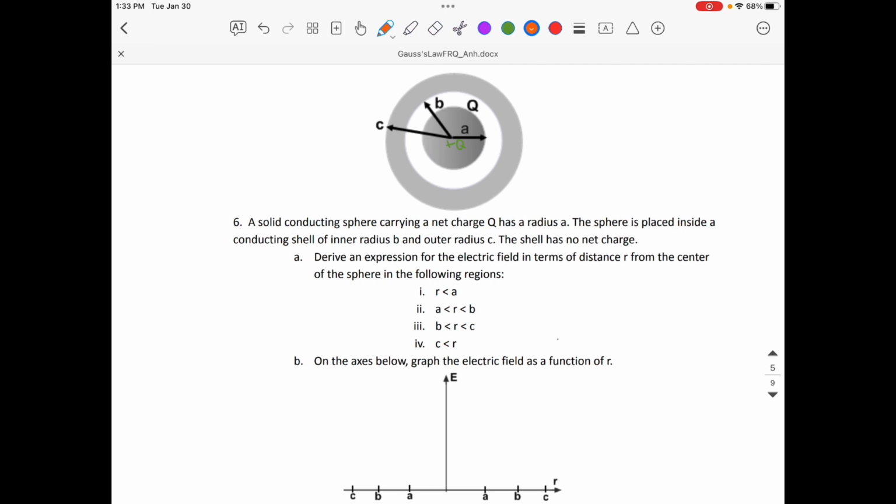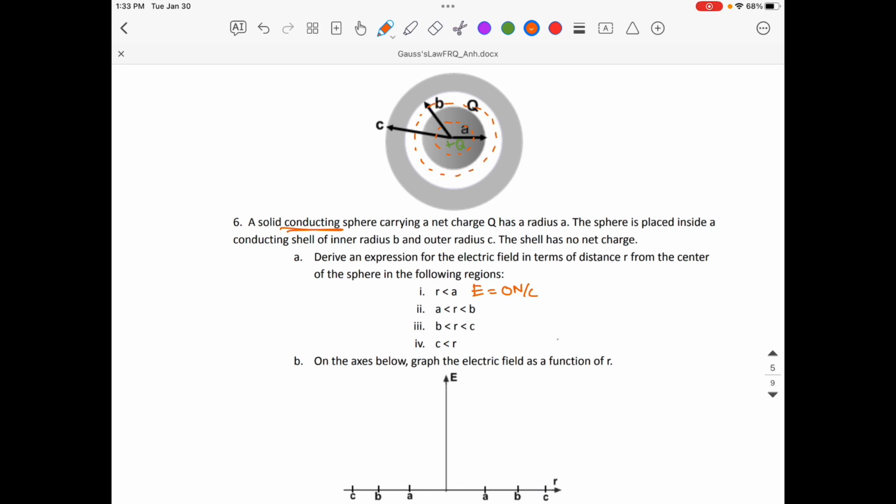So this is going to be my Gaussian sphere, and I know that the sphere is a conductor, and we talked about how the electric field within a conductor is equal to 0. So that would be your final answer. The next one is when your charge is between A and B.